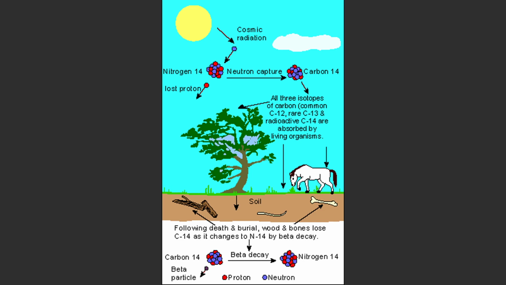So this is just an example of carbon-14 and how it is used in carbon dating. Cosmic radiation can cause neutron capture for carbon-14 to be formed, and then the carbon-14 is taken in and absorbed by living organisms. After the death and the burial, the wood and the bones will lose carbon-14 as it changes to nitrogen-14 by beta decay. So the decay of carbon-14 into nitrogen-14 occurs at a very specific rate, and you can use the amount of carbon-14 versus nitrogen-14 to determine how long ago it stopped being exposed to carbon-14, so then you can tell how long ago it died.